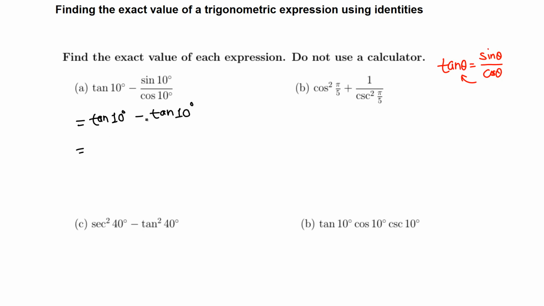And now tangent 10 minus tangent 10 cancels, so 0. Okay, 0. In part B, we have cosine square pi over 5.